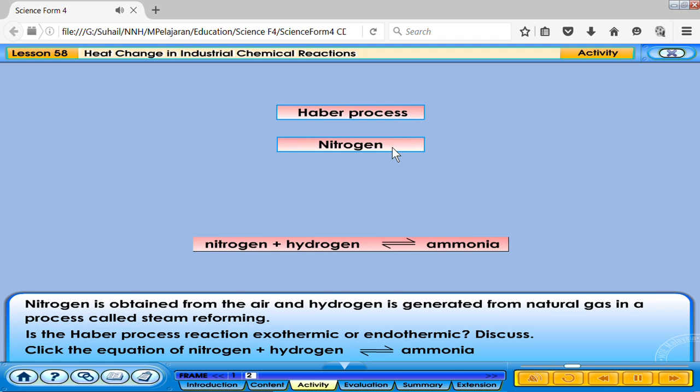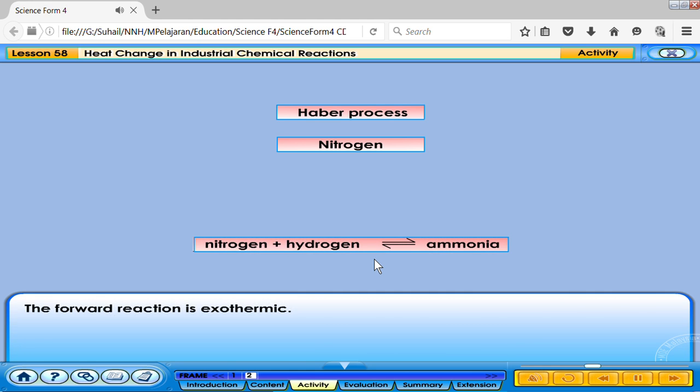Is the Haber process reaction exothermic or endothermic? Discuss. Click the equation of nitrogen reacting with hydrogen produces ammonia, and the process is reversible. The forward reaction is exothermic. The reverse reaction is endothermic.